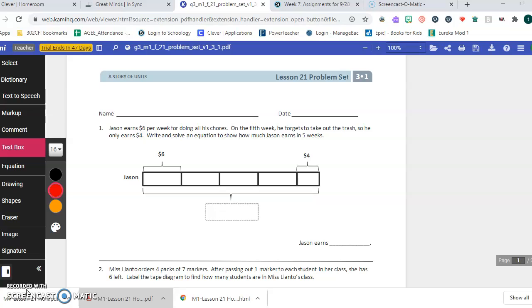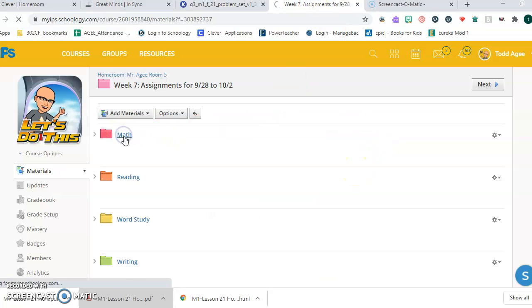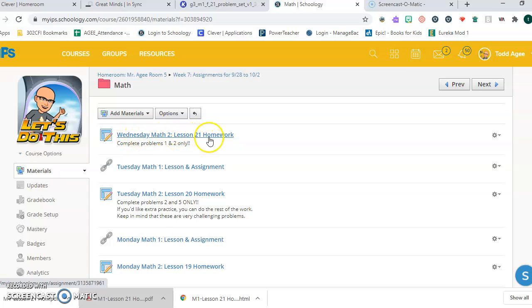So you will need your green book, your Module 1 workbook to keep up with me, and we're only going to focus on problems numbered 1 and 2 in this lesson. As you probably have figured out, we're near the end. This is actually the last lesson in this unit, and as the lessons progress in Eureka Math, they get harder and more complicated. And so this is kind of like the most complicated of the problems that we're going to be facing. And you'll see that in your assignment, when you go into the math folder, you'll have the Wednesday Math 2 Lesson 21 homework. You're only to complete problems 1 and 2.